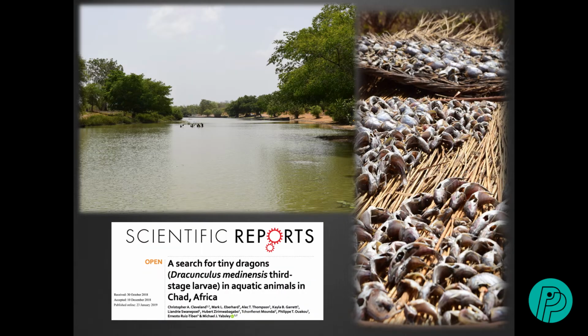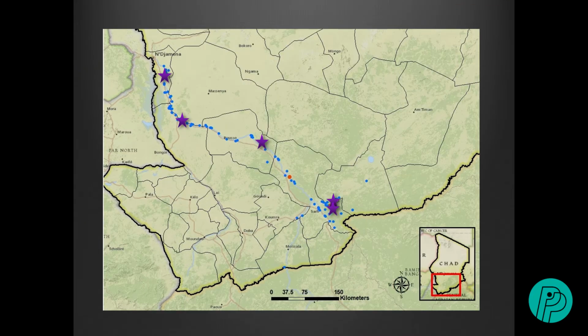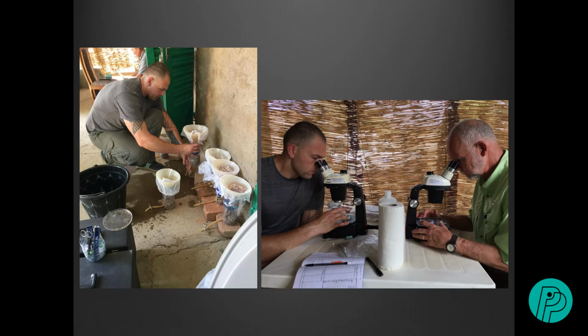So we headed off to Chad to look for this parasite in aquatic hosts. And we had multiple villages shown here in these purple stars that we sampled aquatic hosts from, which essentially meant catching the animals, grinding them up, using a Baermann-style technique to accumulate larvae from their tissues, and then looking for them under microscopes.